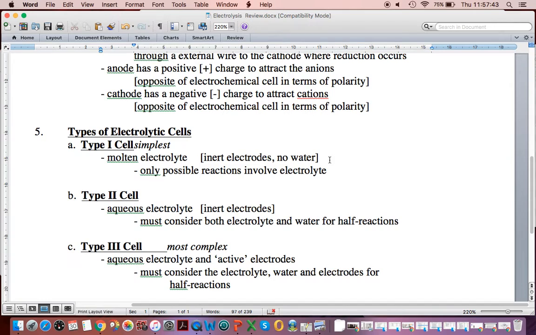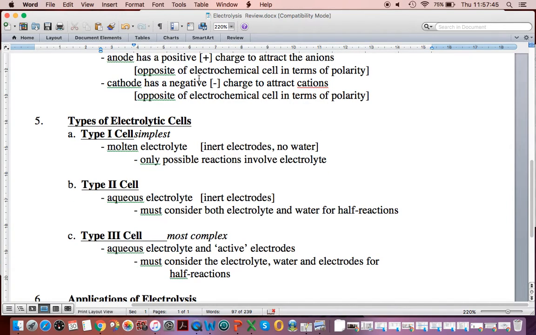Now, there are different types of electrolytic cells, and type 1, of course, is going to be the simplest because all you have are electrodes, but they're inert, and you have a molten electrolyte. And whenever you see molten, it means we don't have water. So we don't have to look at our table of reduction potentials and worry about water reacting.